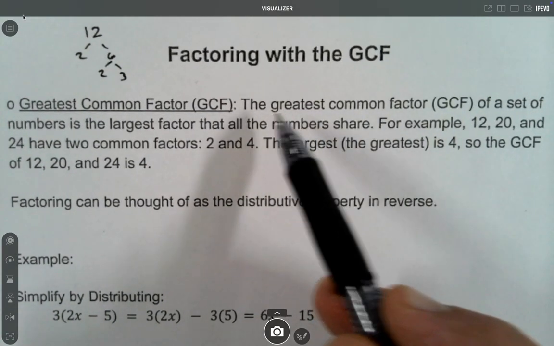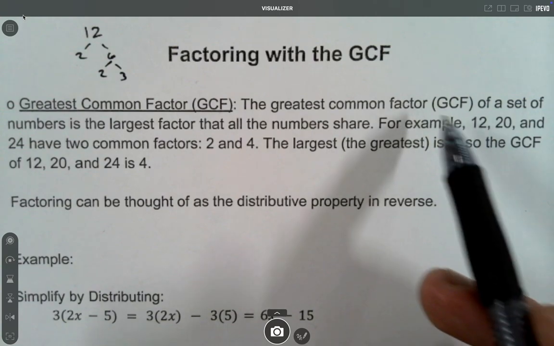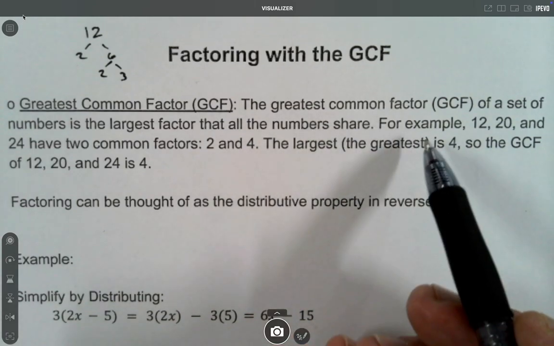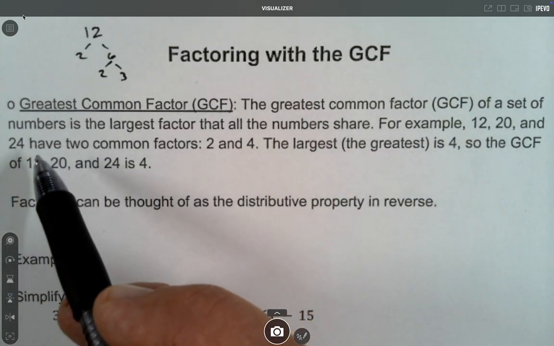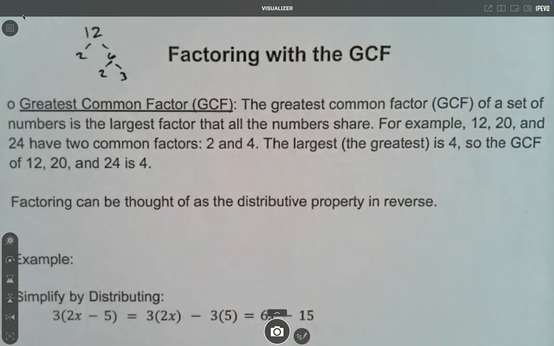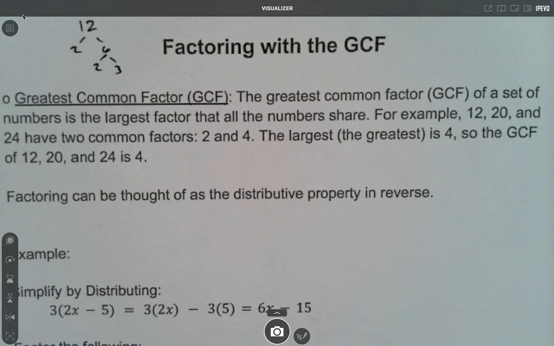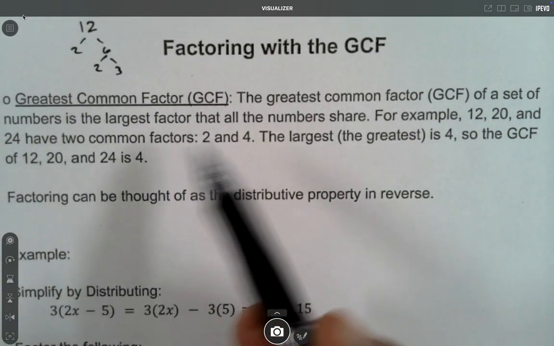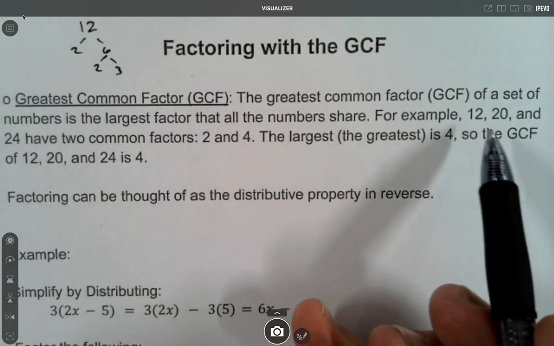So a reminder, you've done greatest common factor before, probably in elementary school. It's the largest factor that all the numbers share. So for example, 12, 20, and 24 could all be divided by 2 evenly. They could all be divided by 4 evenly. And we're never going to be worried about dividing by 1, because every whole number can be divided by 1, and that doesn't really accomplish anything. So whenever we say what goes into them evenly, we're implying other than 1. These are the only two numbers that go evenly into all 3 of these, and the bigger of them is 4, so it is called the greatest common factor.